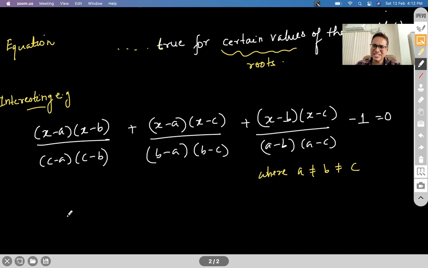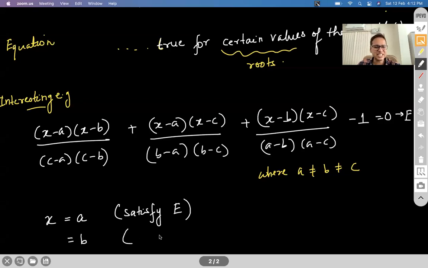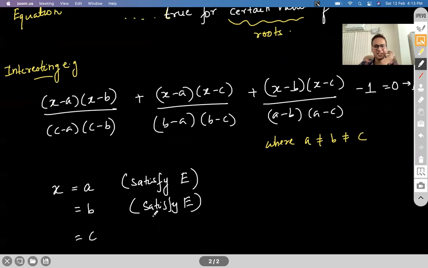Okay. So now I'll give you a surprise here. Try to check by putting x equal to a. Does it satisfy the equation? Let me call this equation E. Does it satisfy E? Yes, it satisfies E. Correct? Now try putting x as b. Put b in place of x and check, is it satisfying the equation? Yes, it will satisfy. Very good. Now put c. Does it satisfy the equation? And to our surprise, it does.